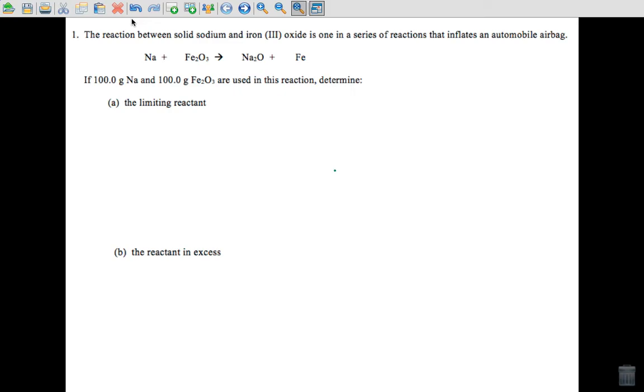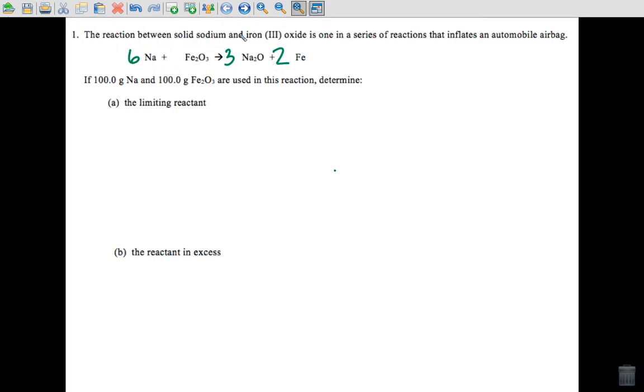So as with any stoichiometry problem, you need to start with a balanced equation. Remember, on a quiz or a test, equations will be balanced for you, but on this worksheet or any homework type of problems, you will have to balance them yourself. So we just have 6 plus 1 yields 3 plus 2. And then we're going to read the problem.